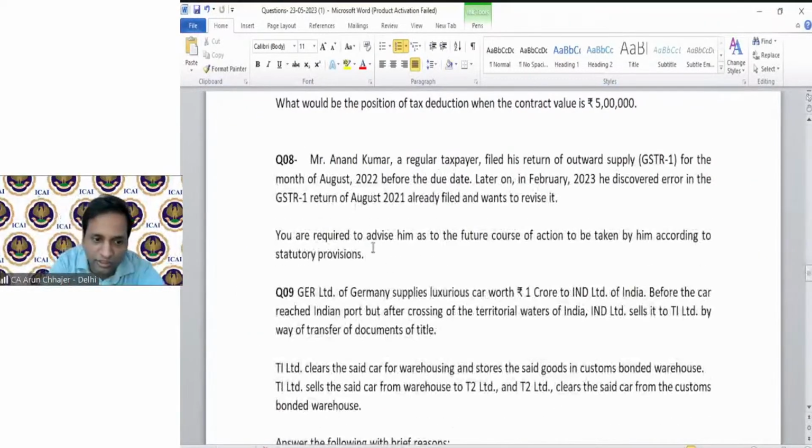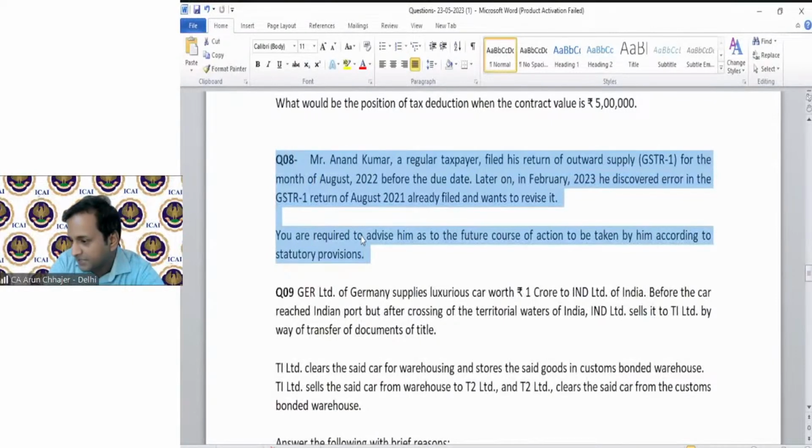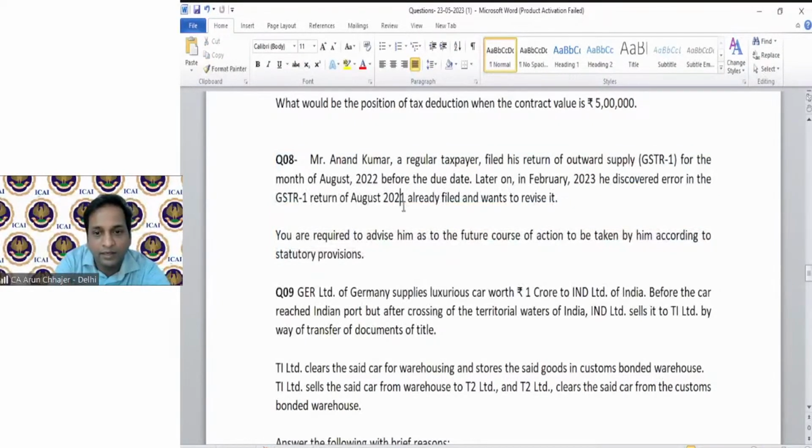Very small question, theoretical question. Mr. Anand Kumar, the regular taxpayer, filed the return for the outward supplies for August 22 before the due date. Later on, in Feb 2023, he discovered an error in the GSTR1 return for August 2022 already filed, and he wants to revise. You are required to advise as to the future course of action to be taken by him according to the statutory provisions.